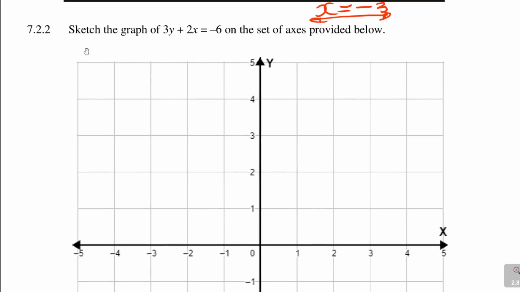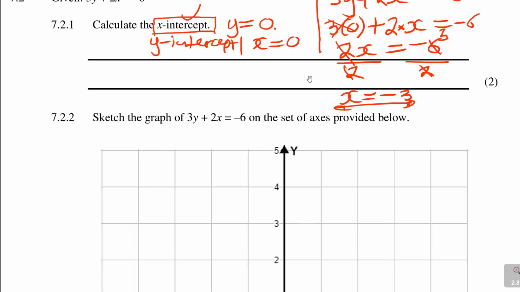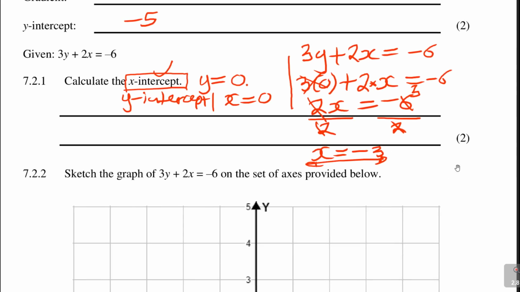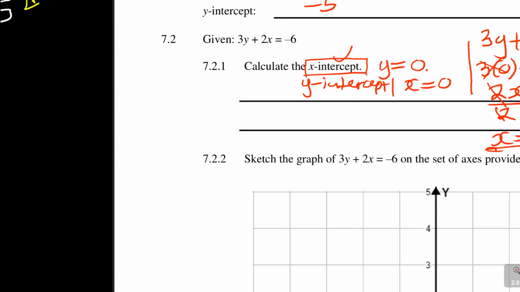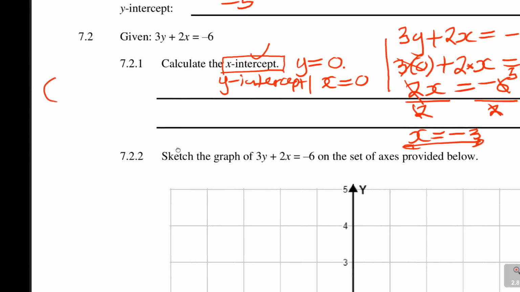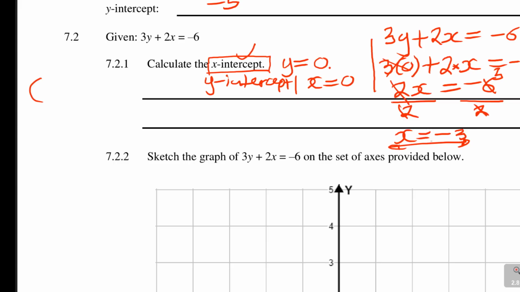Next one, sketch the graph of this one on the set of x's provided. Now you cannot sketch it like that, so let me show you something that is important. When you did the x-intercept, you said y was 0. So what you have got is a coordinate. You write it in coordinate form. When x is minus 3, we said y was 0. Remember.